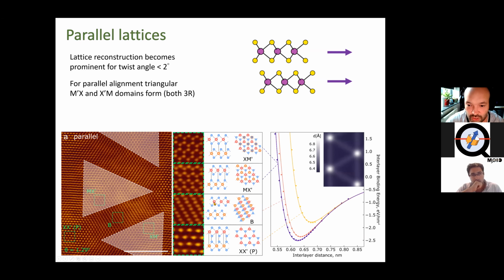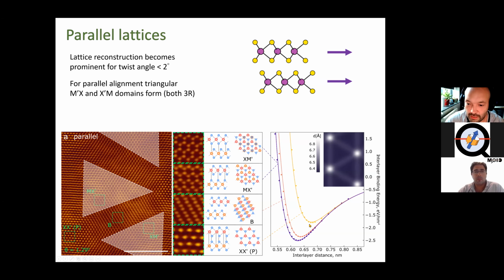Now, if we look at the energetics of this stacking, this is the DFT calculated adhesion energy of these configurations. You can see that as a function of interlayer distance, the MX and XM stacking types are the most favorable. They have the lowest energy. So this minimum is where the layers prefer to sit. They also sit closely to each other. That means within these domains, the layers would be closely packed and they would influence each other much stronger.